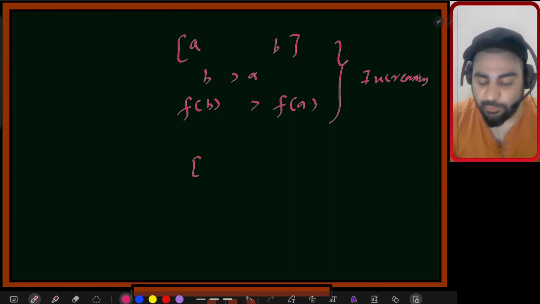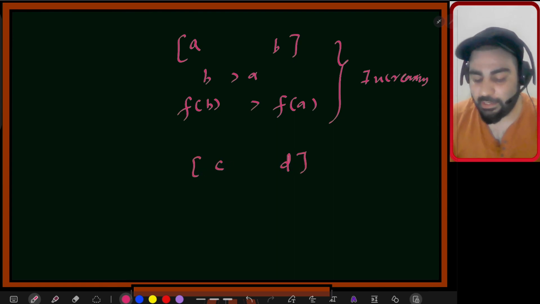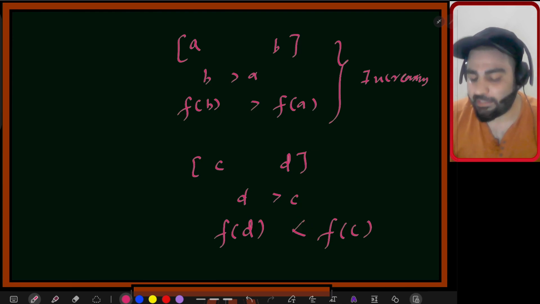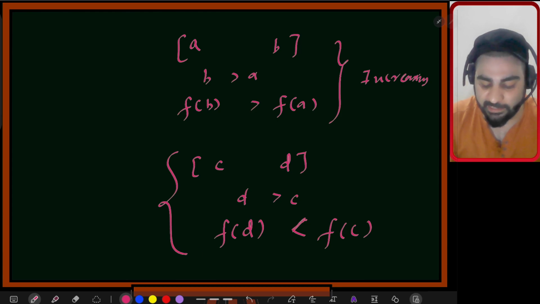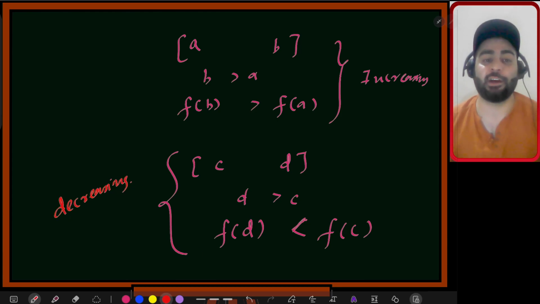And again, now I will take the points c comma d. Here again d was greater than c, but when you computed the function, f of d and f of c, you saw that there is this relation. So the function over this interval was decreasing. We will call this a decreasing function. This over here is decreasing. And now you see the problem.